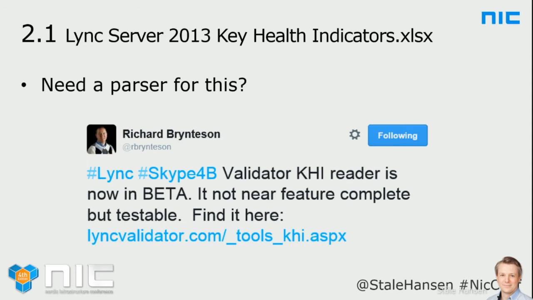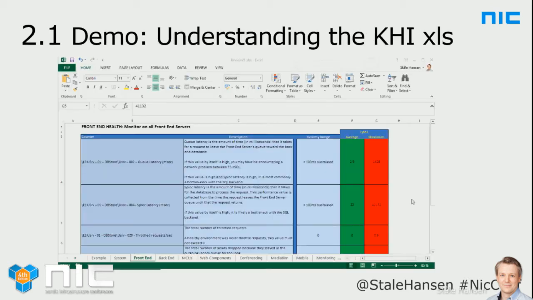If you want a parser for the CSV file, Richard Brinterson is working on that right now in his cloud-based troubleshooting platform. So he's in a beta right now, works only with a front-end server, but hopefully he can help us parse this so we get a nice output of the max value and the average value. Because I thought about making a PowerShell script for this, but it is quite complicated. And it's not just made in a couple of hours.